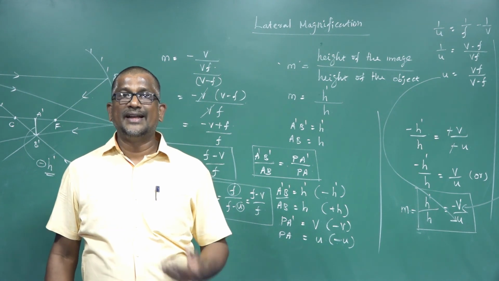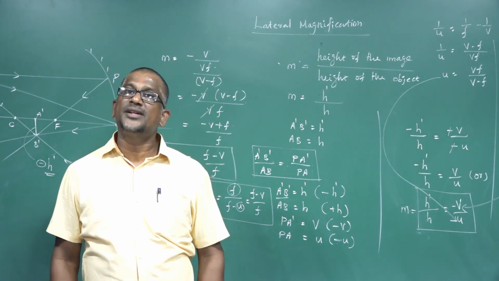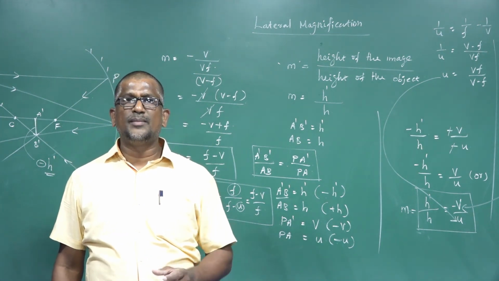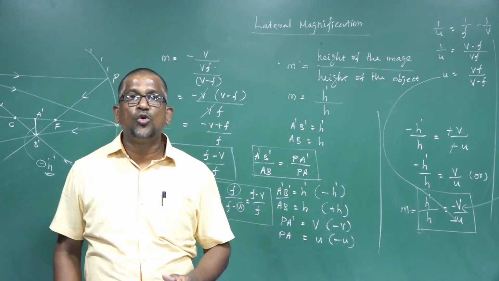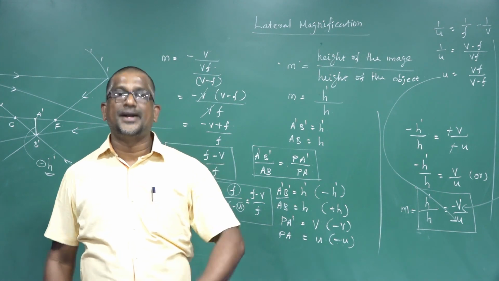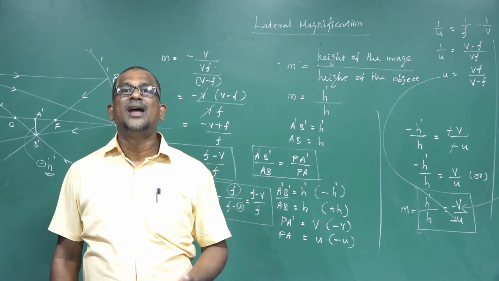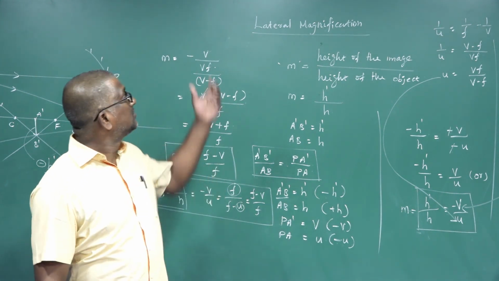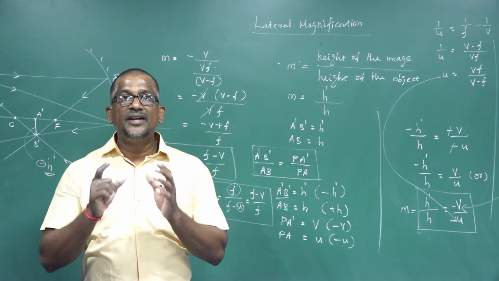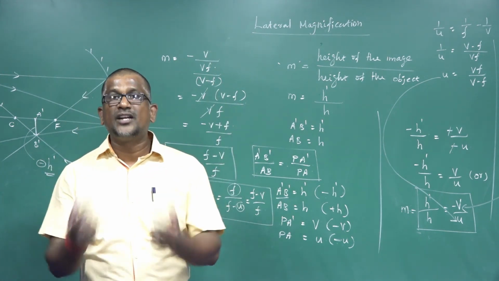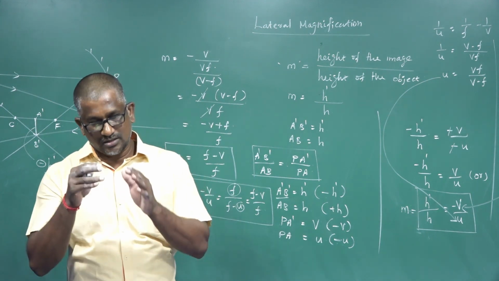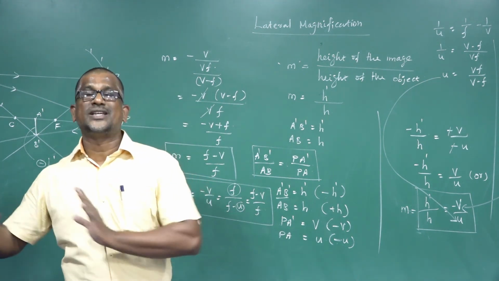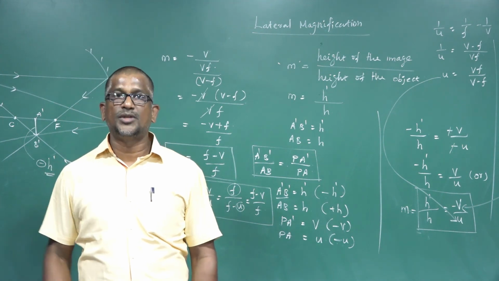Right. And next, lateral magnification or transverse magnification. Lateral magnification or transverse magnification is defined as the ratio of height of the image to the height of the object. This term gives how many times a spherical mirror magnifies the size of the image with respect to the size of the object.